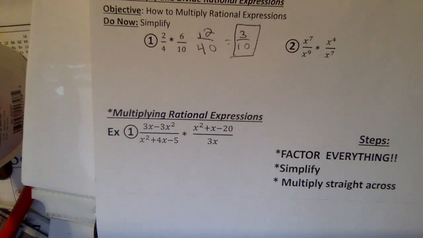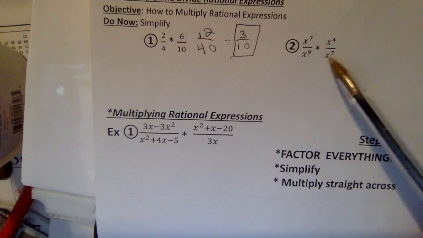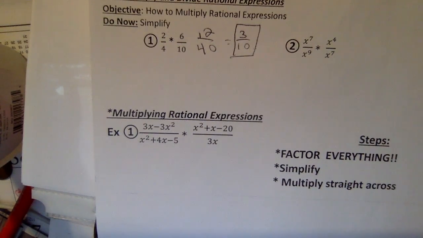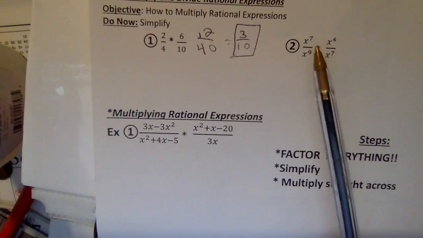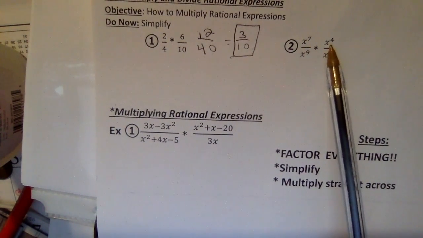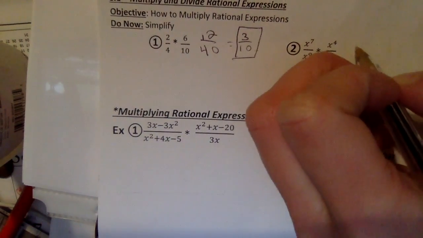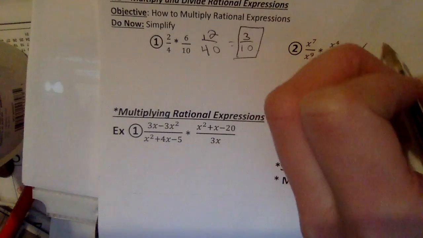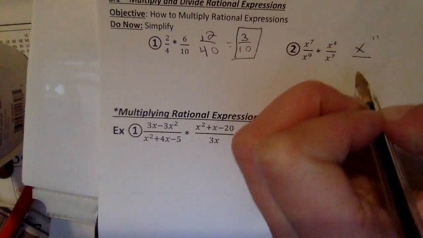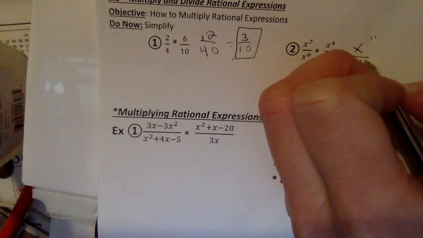Okay, now the next one, now we have a base and exponent. So same thing, we're going to multiply straight across. Remember, when we multiply like bases, we add our exponents. So on the top we have x to the 11th. On the bottom we have x to the 16th.